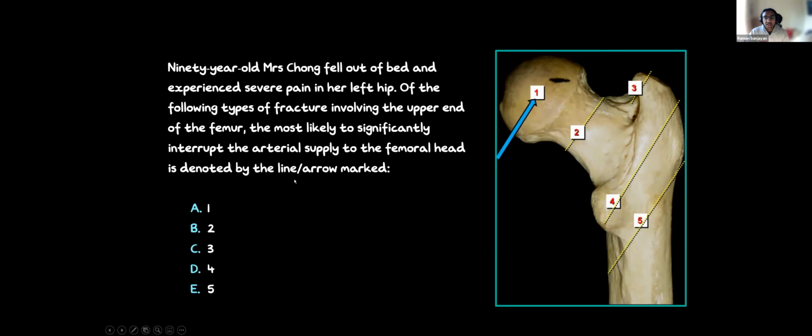Where would a fracture interrupt the arterial supply of the head? And you might go, okay, sure. Let me just pull out my notes and see what artery comes out here. So again, you can approach the exam by memorizing all the arteries, memorizing the location of all the arteries. That's fine. That's good. And if that's what works for you, that's fine.